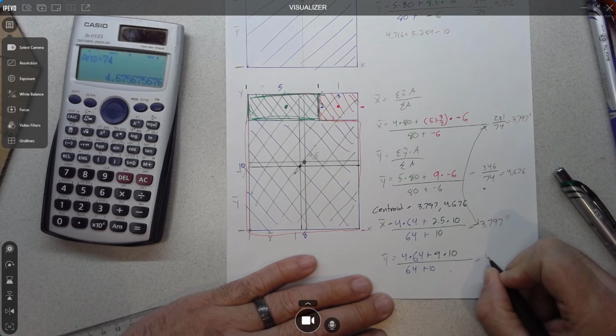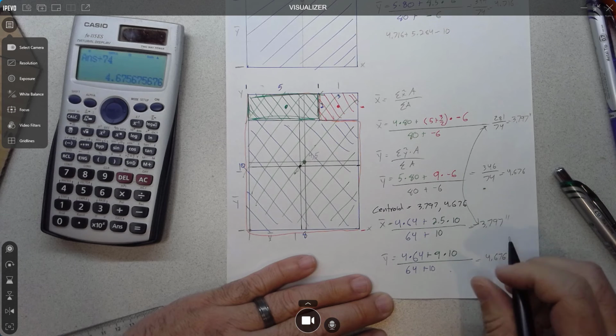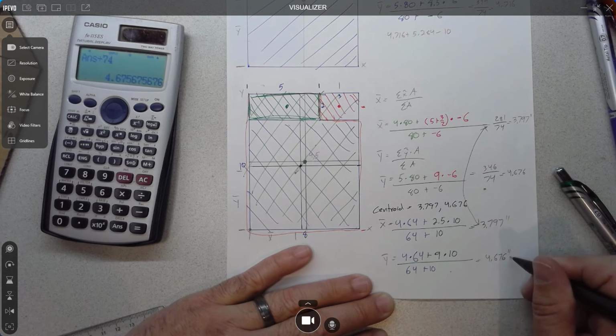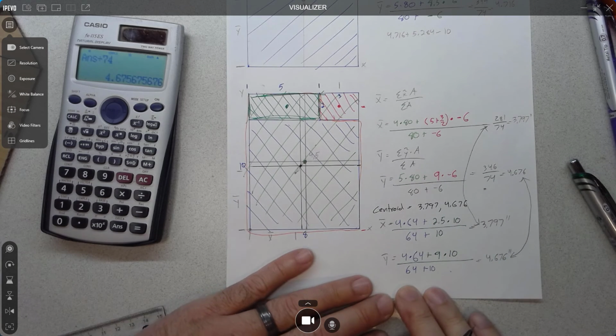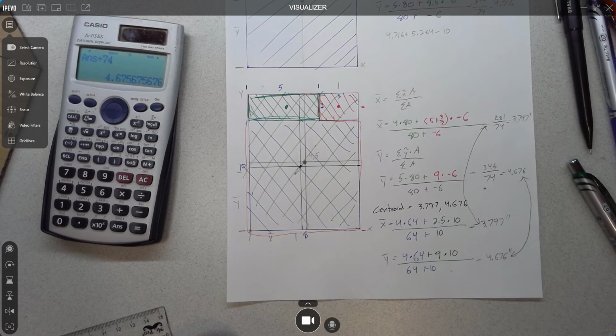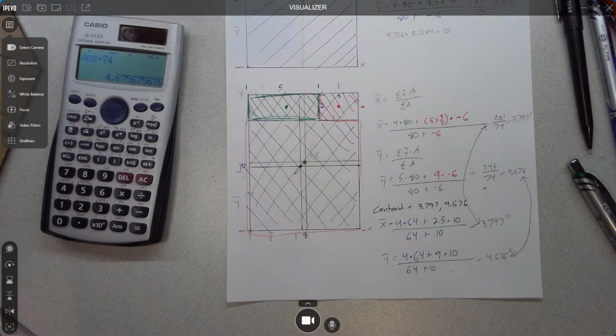We get 4.676 inches. So again, that matches. So it doesn't matter which way we do it as long as you follow the rules. I'm not going to repeat it again, but just to look at it, I could have done it another way too, right? I could have, let me grab a pen that will stand out here.